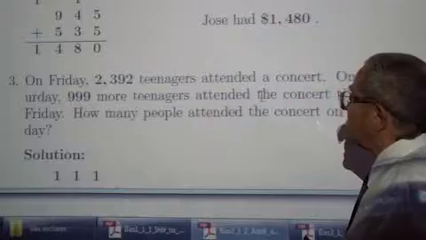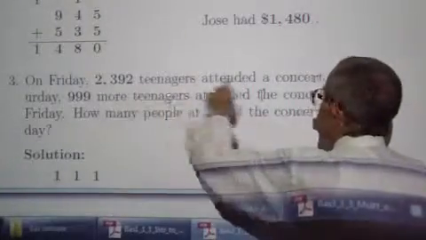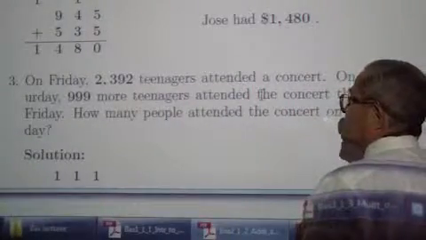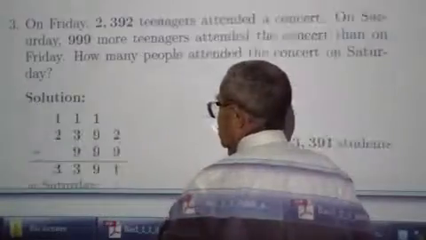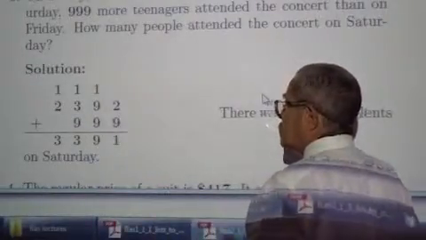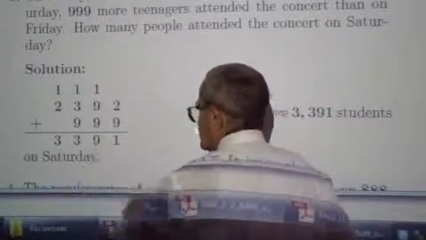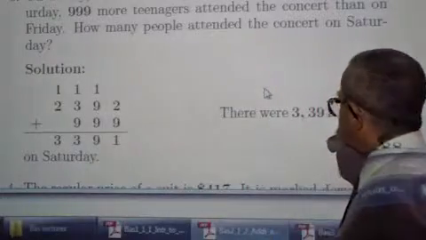On Friday, you had this many teenagers attending a concert. On Saturday, you had 999 more. How many were there on Saturday? Add the two figures, you should get 3,391.